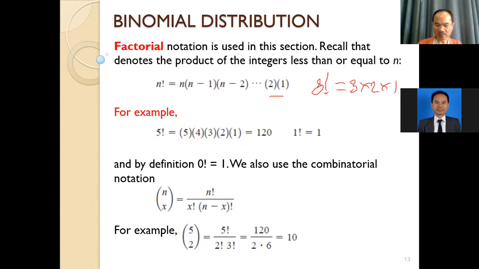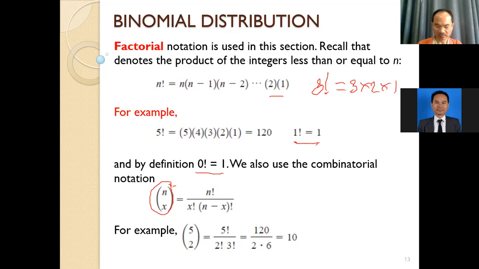5 factorial is 5 multiplied by 4 multiplied by 3 multiplied by 2 multiplied by 1. And also we have the special definition: 0 factorial is equal to 1. Okay, and then you can find the definition of this notation, n choose x, equal to n factorial divided by x factorial multiplied by (n minus x) factorial.